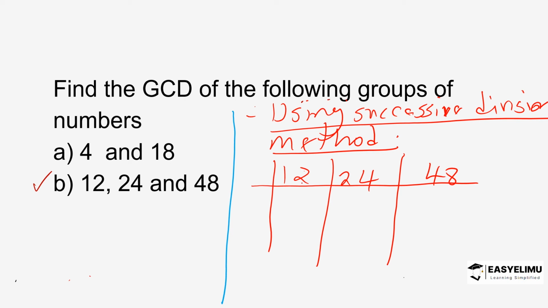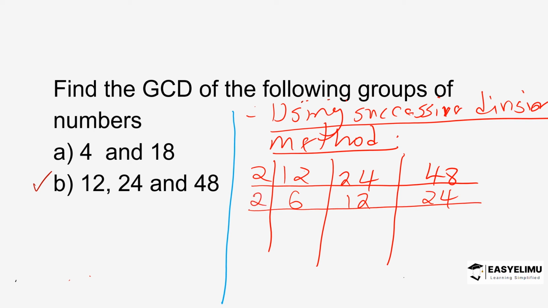And normally it's advisable you start with the smallest prime factor. For example, here, from our discussion on divisibility test, you realize that all the numbers here are divisible by 2, 2 being the smallest prime number, because they are all ending in even numbers. So 12 divided by 2 is 6, 24 divided by 2 is 12, and 48 divided by 2 is 24.